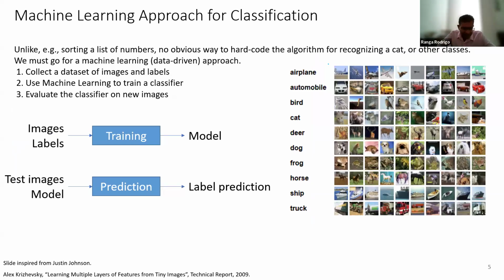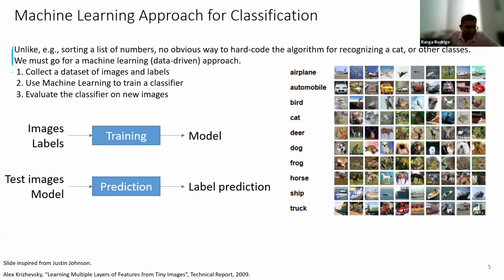Now, because of this, you cannot write a set of rules to identify dogs. Look for brown, look for. It is not possible to write a set of rules and identify dogs. The possible way to do that is to come up with a machine learning approach. So unlike sorting a list of numbers, there is no obvious way to hard code the algorithm for recognizing a cat or other classes. We must go for a machine learning or data-driven approach. I hope you all agree with that one.